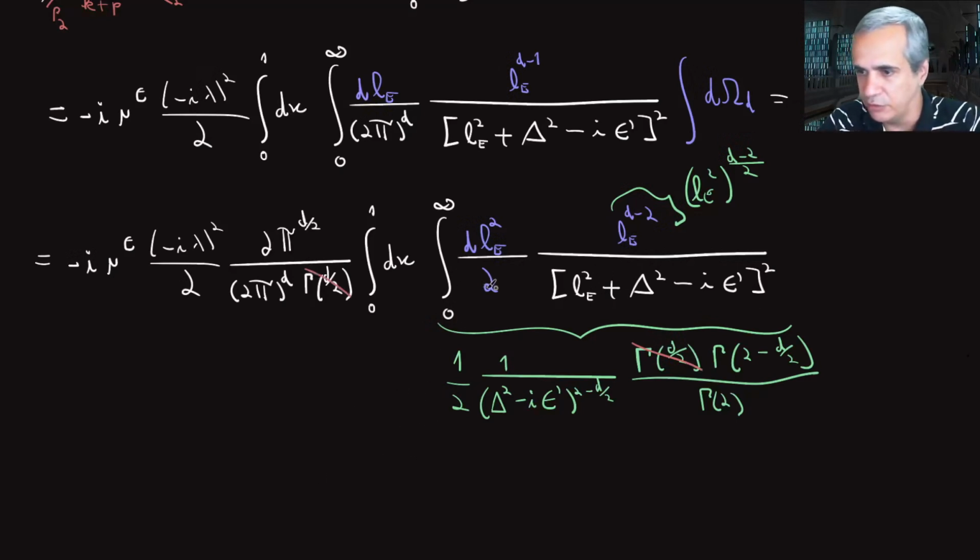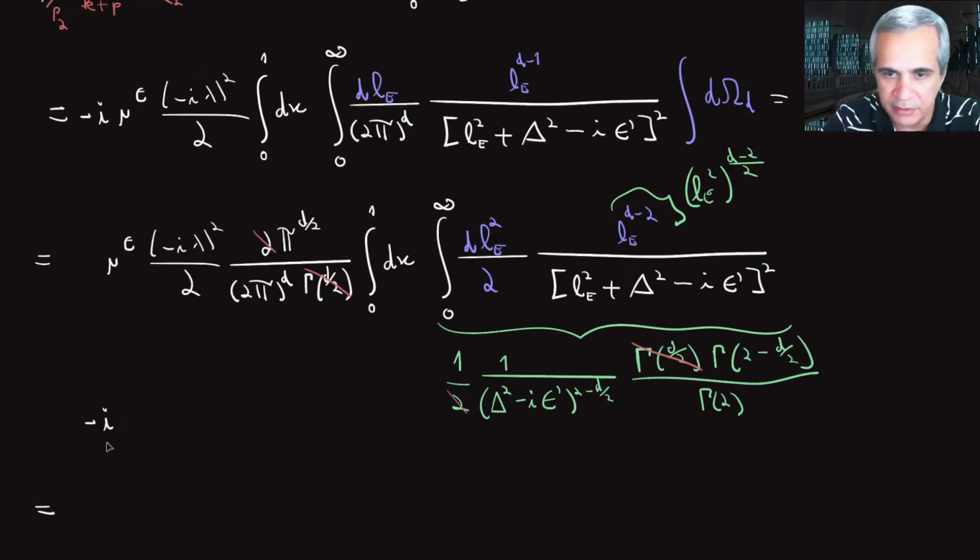This factor of 2 here can cancel this one. And now let me put everything together and see if there are more simplifications we want to do. So I'll also reorganize things a little bit.